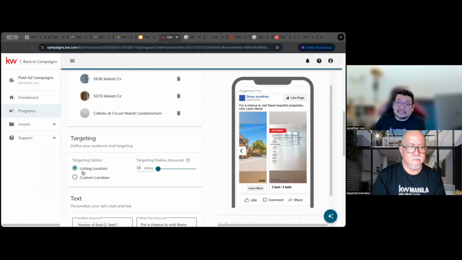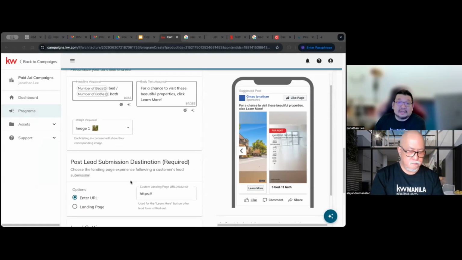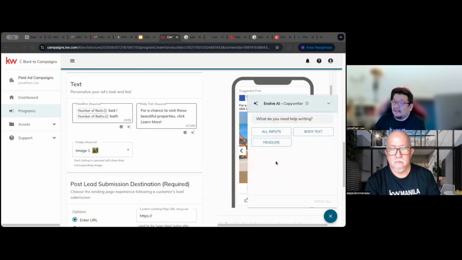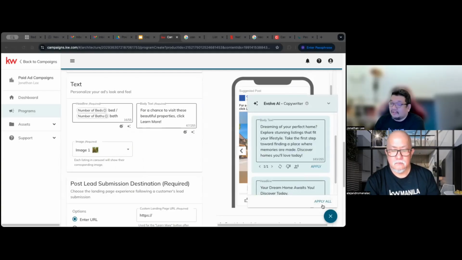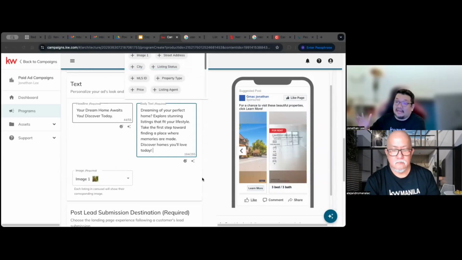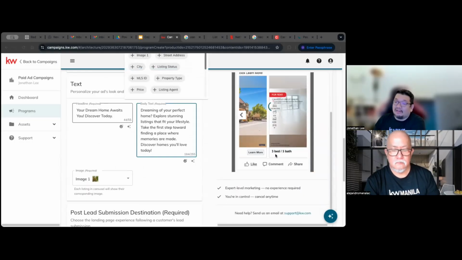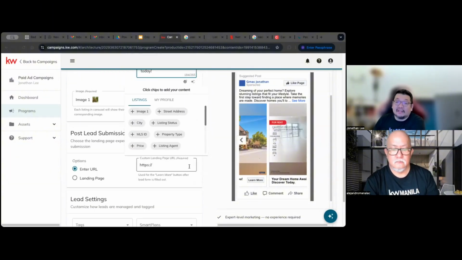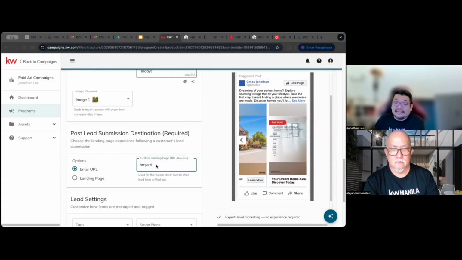You can either put a custom location or listing location. Now, it's very simple, right? You can create all kinds of AI right now inside our system, and you can create all this stuff for you right now. All your ads, all the words and all that, are now preset for you if you want to. You don't have to think so hard, right? And the most important thing is leading back to your website.